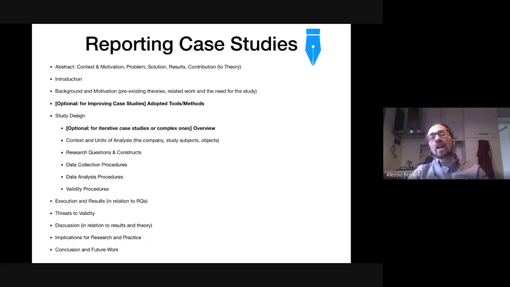This is a general scheme. There are two optional things, as you can see. Of course, there are variants, but your study should include these things. You can, for example, not consider in some cases the validity procedures and put everything in the threats to validity, but the other sections should be there.